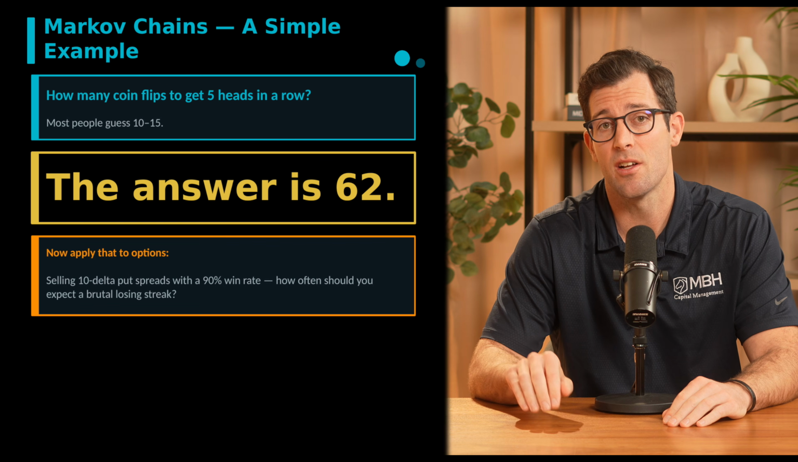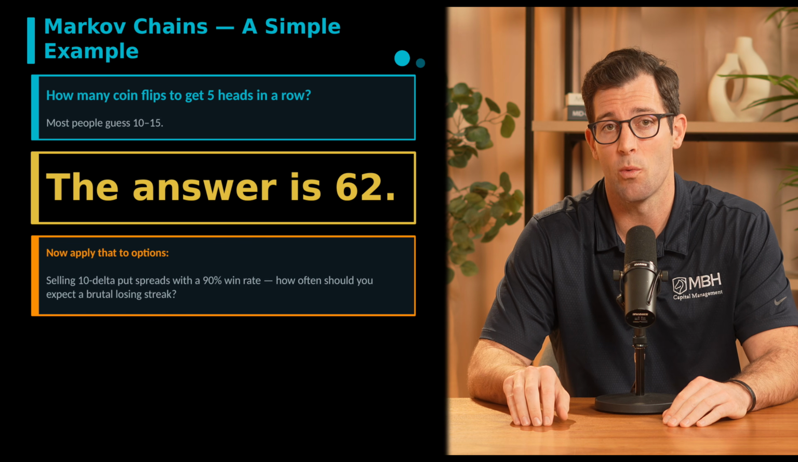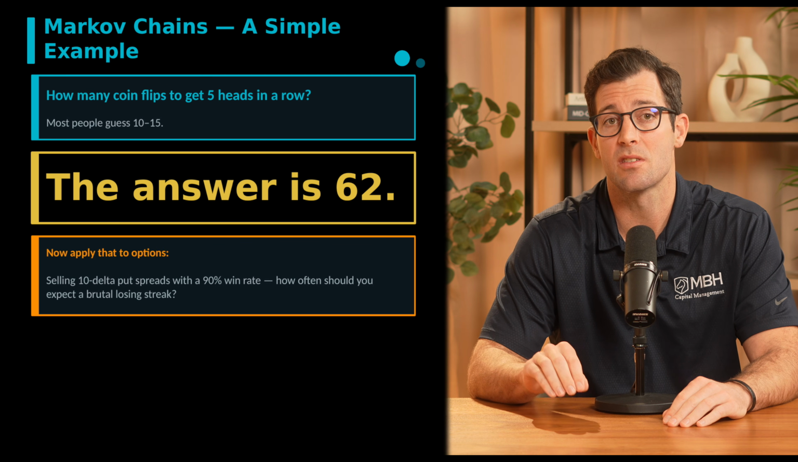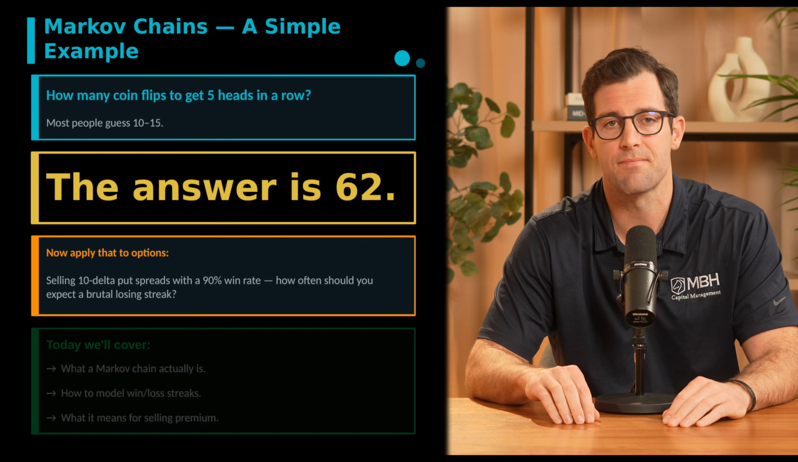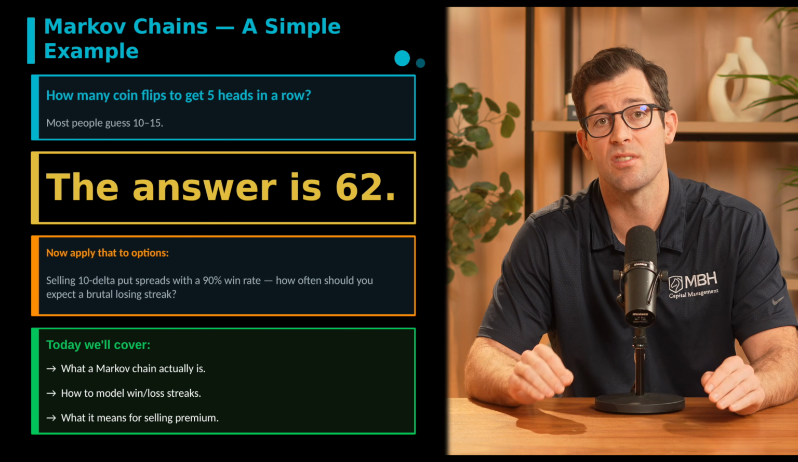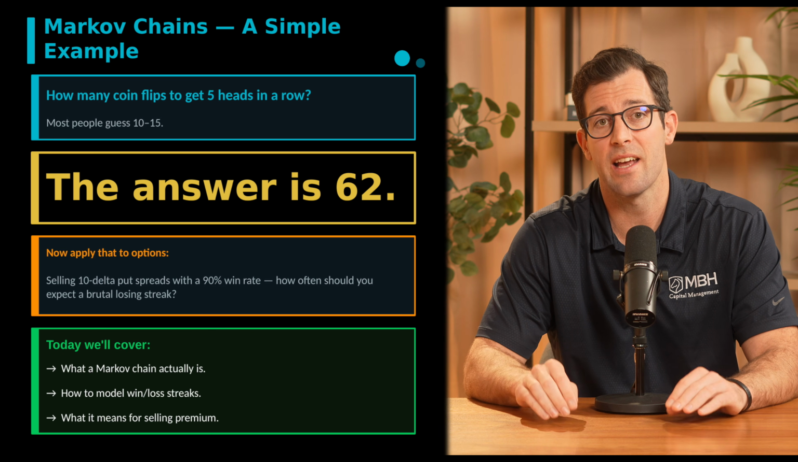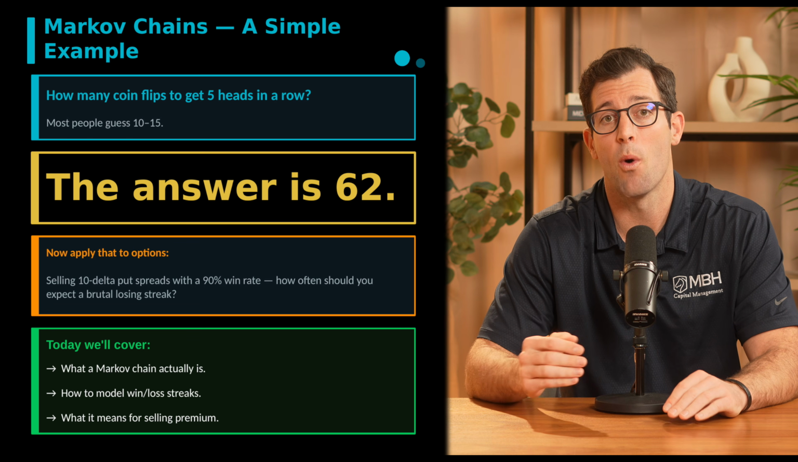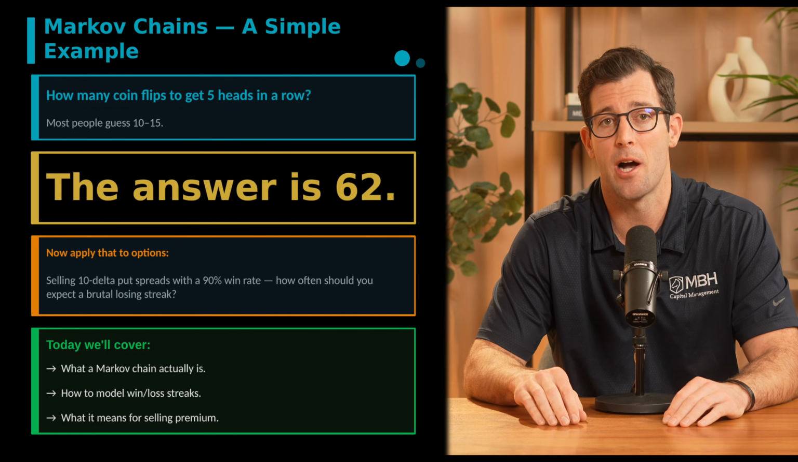If you're selling a 10 delta put spread with a 90% win rate, how often should you expect a brutal losing streak? Today, I'll show you how to use simple Markov chains to see exactly how often these streaks show up, and what that means for anyone selling premium in options.